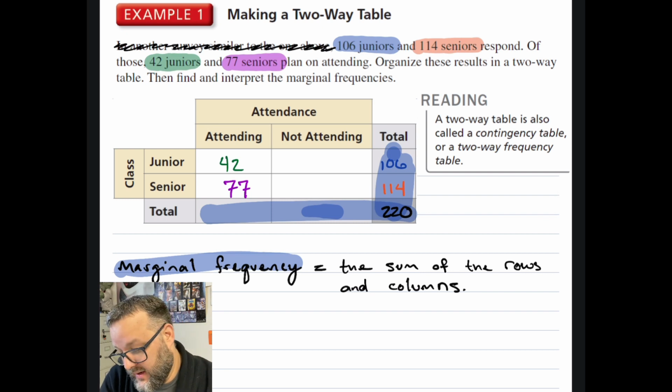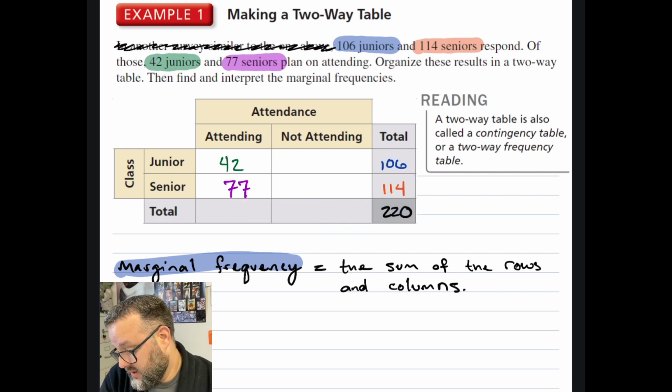What I mean by that, and we'll find the columns here in a minute, is that it's always going to be the sum of that. The marginal frequency is the sum of the rows and the columns, not together. You have to do each one separately, and you'll find out that it comes to the same. So the sum of the rows here is 106 plus 114, being 220. The sum of the columns is a little bit different, but the same sum. Okay, so we have 42 plus 77, that's 119.